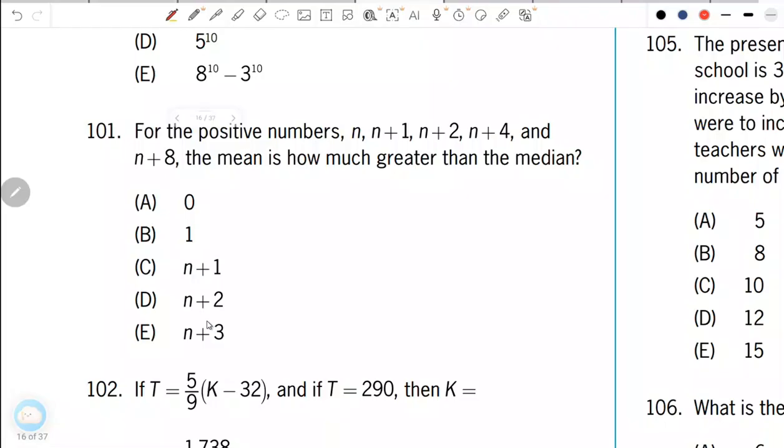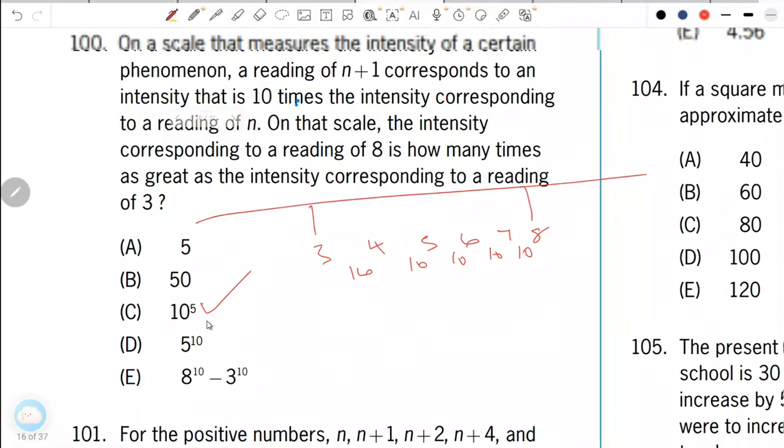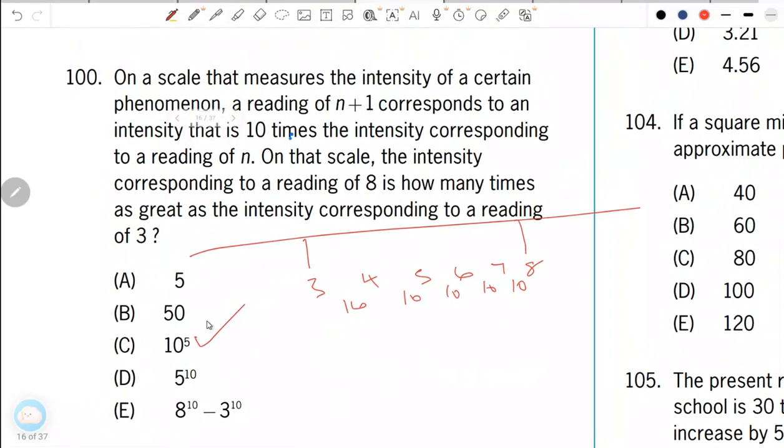10 to the power of 1, wait, sorry, can we go back to that other question, please? Alright. So n plus 1 is 10 to the power of 1, right? Okay, the answer is 10.